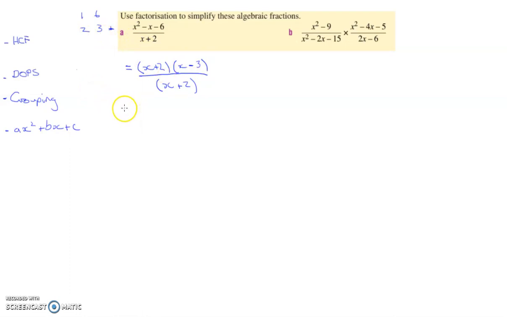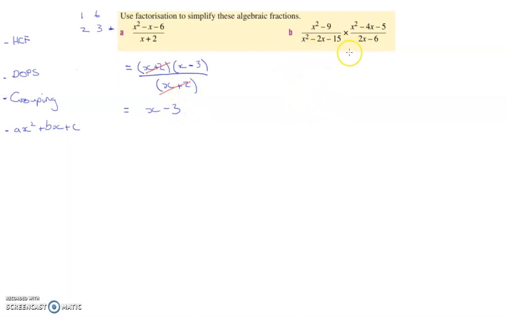We're almost done here. And now we can see we have an x plus 2 on the top and an x plus 2 on the bottom. They simply cancel out because they would equal 1, and you're left over with x minus 3. And that is indeed the answer.